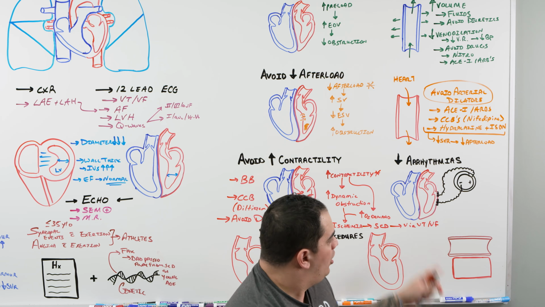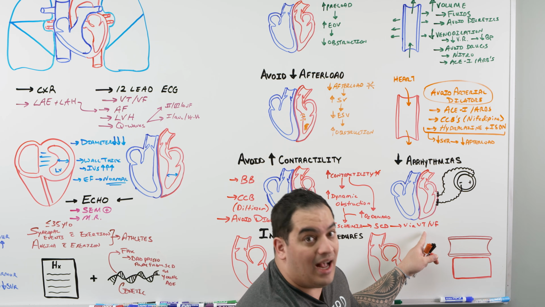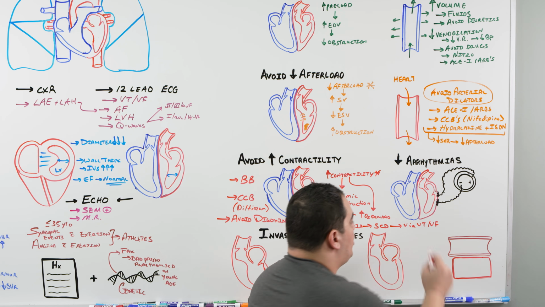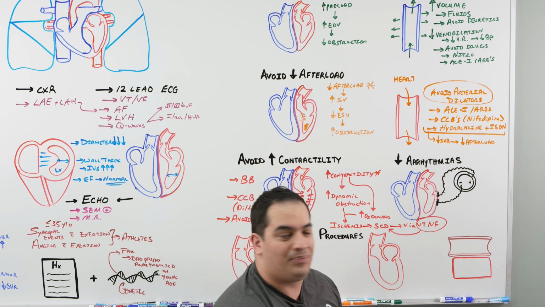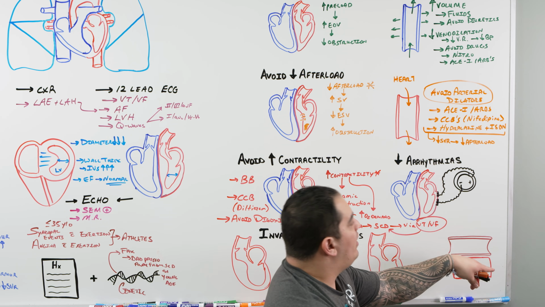VTAC, VFib. This puts them at very, very high risk because we want to try to avoid them from going into this type of arrhythmia, because obviously this arrhythmia is what induces sudden cardiac death. So how do we avoid that from happening?